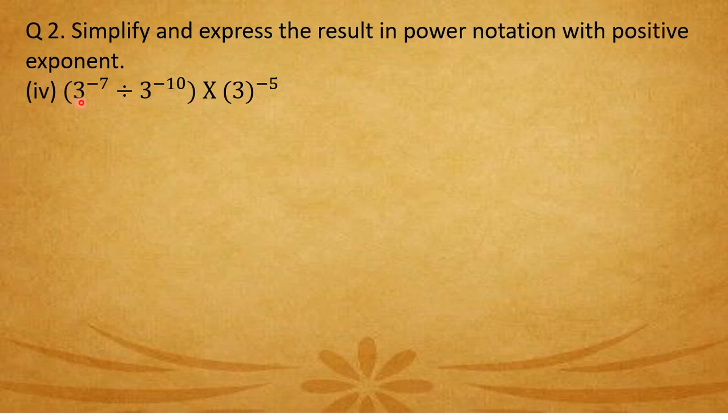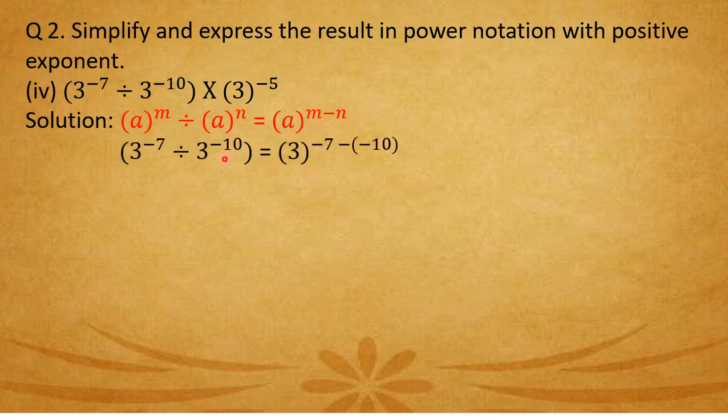So here we solve this 3 raised to the power minus 7 divided by 3 raised to the power minus 10 first. By using the law, a raised to the power m divided by a raised to the power n is equal to a raised to the power m minus n. When the bases are the same and exponents are different and they divide, the exponents will be subtracted. So 3 raised to the power minus 7 divided by 3 raised to the power minus 10 becomes 3 raised to the power minus 7 minus of minus 10.